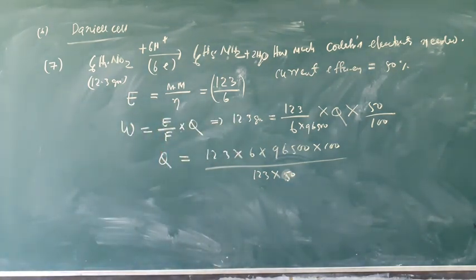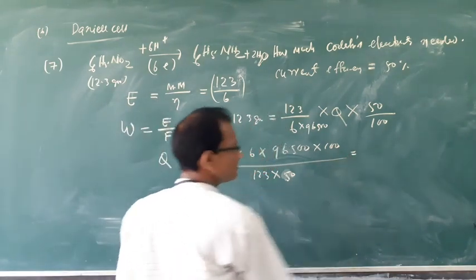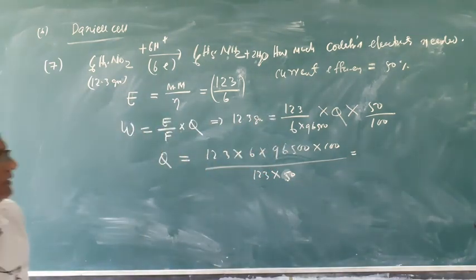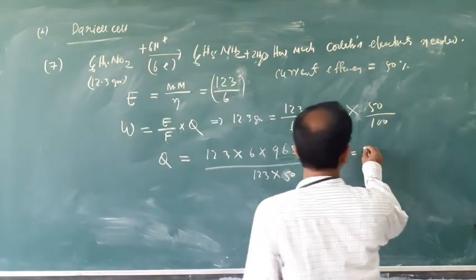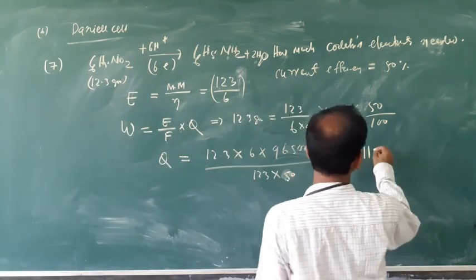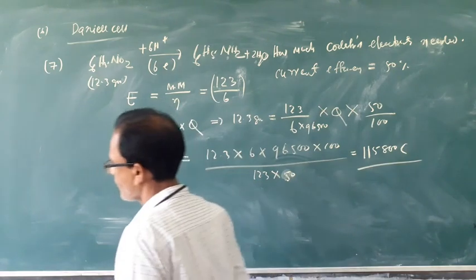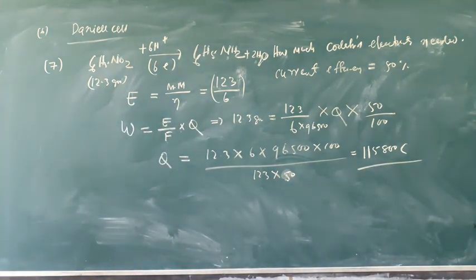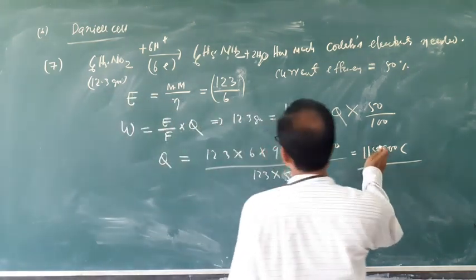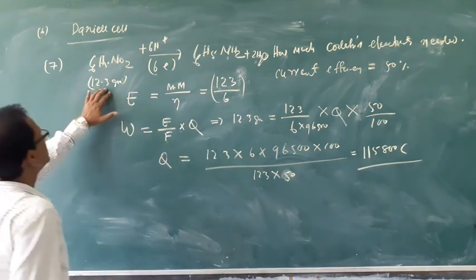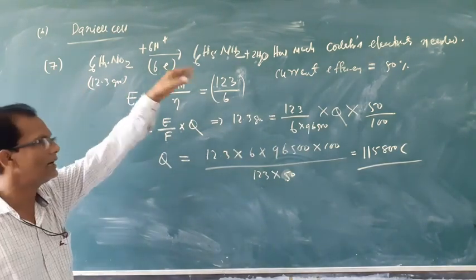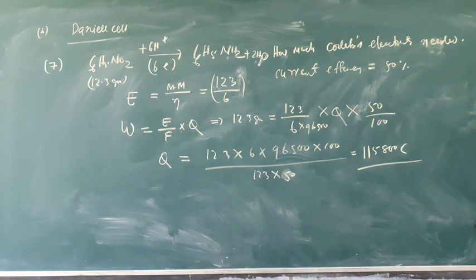Now try to solve it. What will the result be? If you solve it, how much did you get? Okay, it is 11,05,800 coulombs. So 11,05,800 coulombs of electricity is needed for the conversion of 12.3 gram nitrobenzene to aniline.